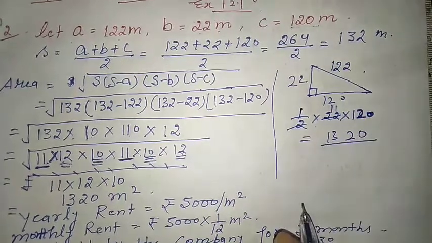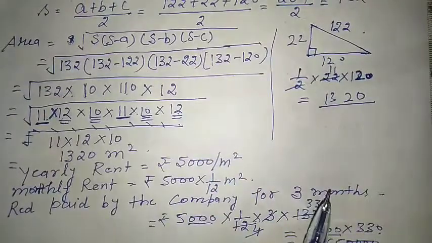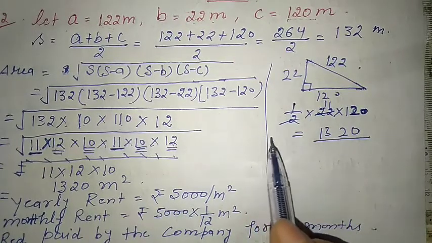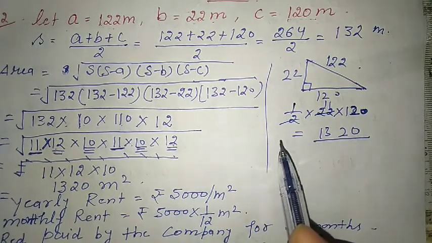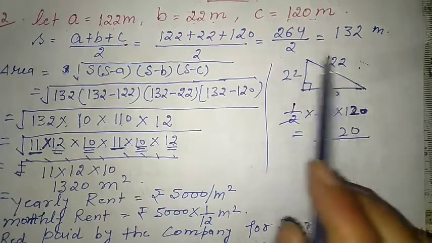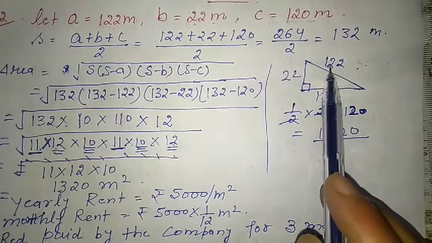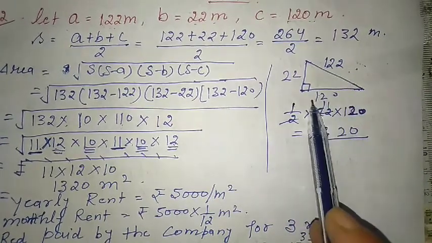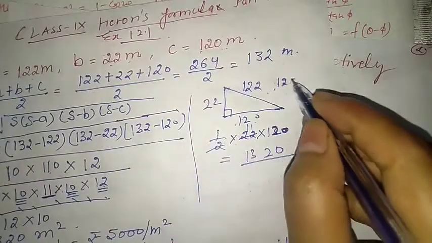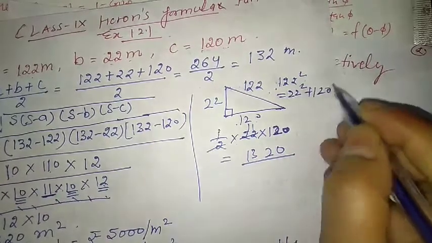We can find this also, but here in this exercise, the remaining is the same question. So the area can be found with the help of this, but specifically in this exercise we are going to discuss the Heron's formula, that's why. Otherwise you can prove this triangle as a right triangle. For this you have to prove that the square of this side equals the square of these two sides, means the square of 122 will be equal to 22 square plus 120 square.